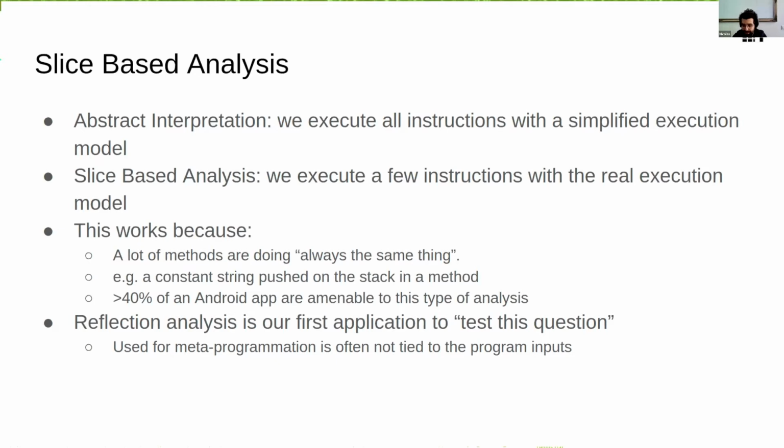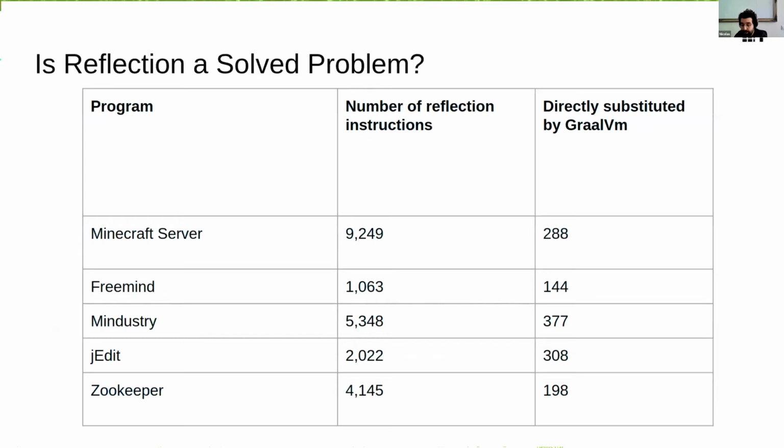In the case of reflection, this works very well, because reflection is really used for metaprogramming. So it's really used to bind a library to an application. And it's totally untied to the actual input of the program. So it's very different. And because of that, you can actually get really far.